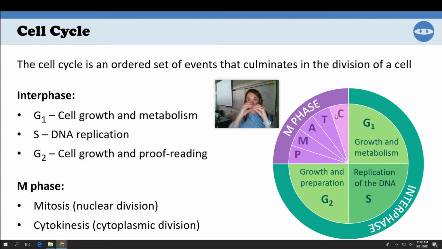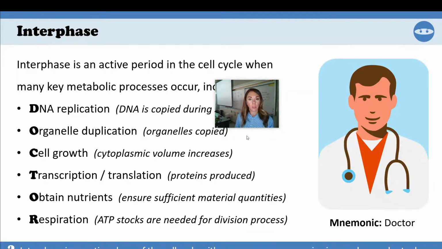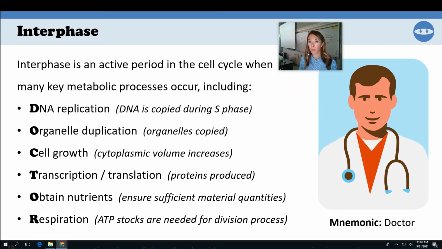Cytoplasm, and kinesis, moving apart. All right, interphase and M phase. Here is more information on interphase: my G1, S, and then G2. You can remember it with mnemonic devices, so my mnemonic device is doctor. The DNA replicates during S phase. I also get all the organelles that duplicate.